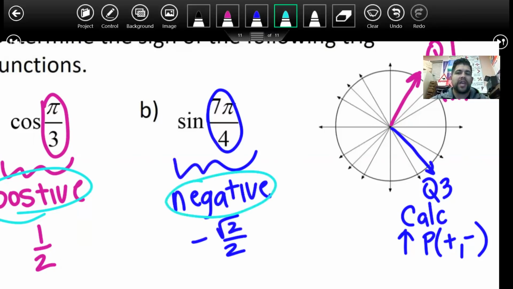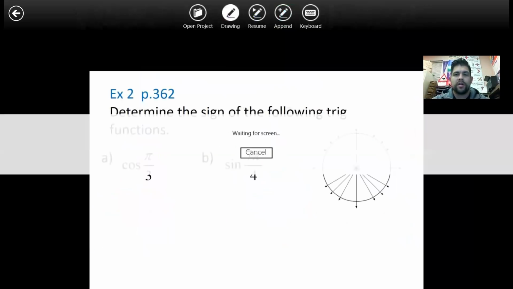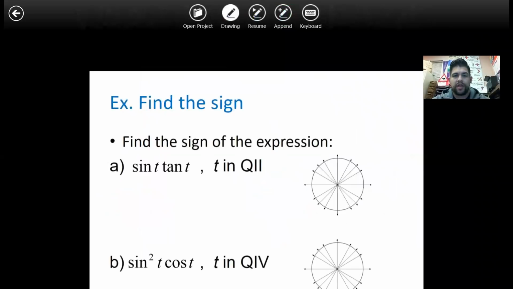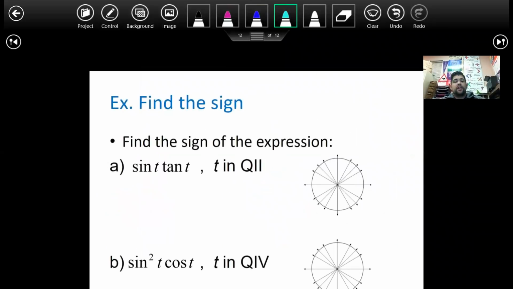So I'm only asking you for where the signs exist for these. So look at them and try to observe them. The next one that we're going to try to do is a combination between the two. We want to be able to find the sign of the expression. Is this positive? Is it negative? That's all we're trying to get at.